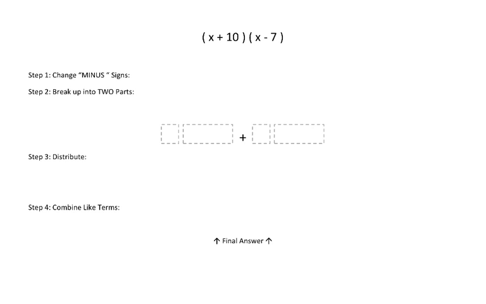x plus 10 times x minus 7. Step 1 says change your minus signs. So instead of the minus by the 7, what I'm going to do is put plus a negative 7. And I kind of had to go out of the bounds there because my handwriting is too big.